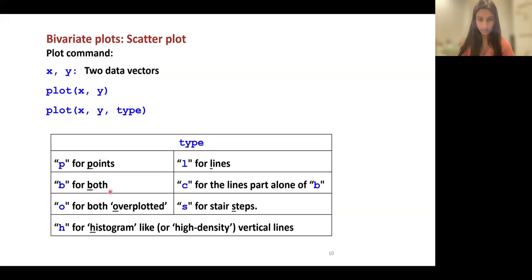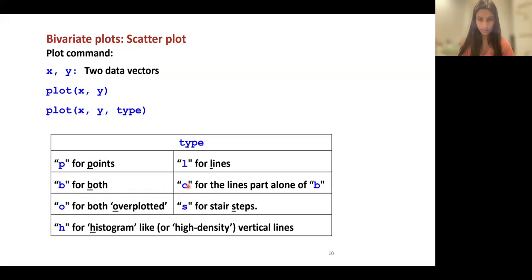And if you want lines instead of dots, like a continuous trend, you can specify L. If you want to see both the data points and how the lines connect them, you can use B for both. And O for overplotted. Overplotting is generally when the data or labels in a data visualization overlap, making it difficult to see individual data points in the plot.